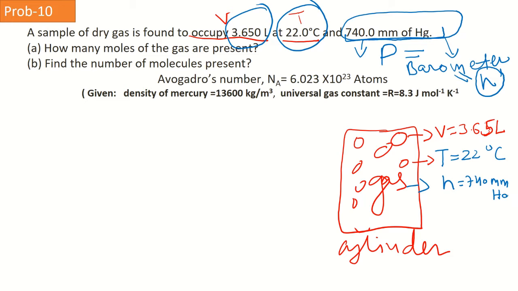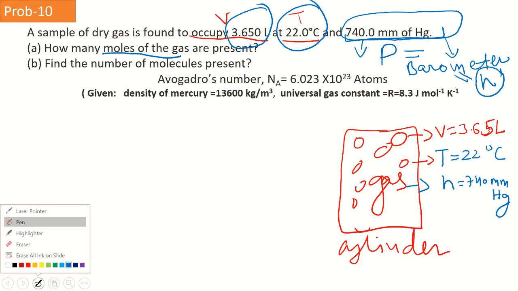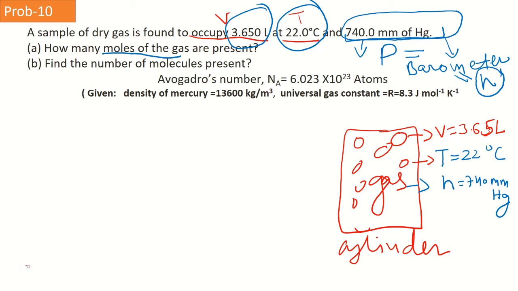We say this is the way to define the pressure, but here it is in terms of the height of the mercury column. So this value is given here, and how many moles of the gas means we have to find the value of the small n. Now see what data is given here. The data given for the A part, here this is the solution.